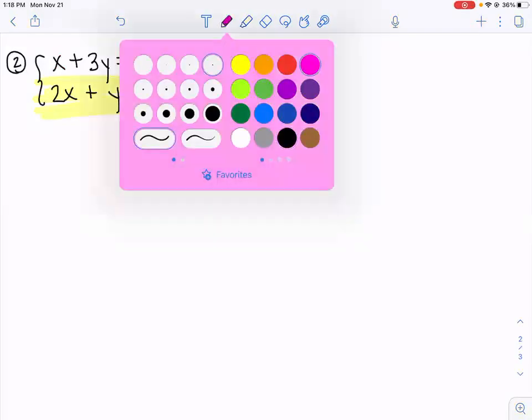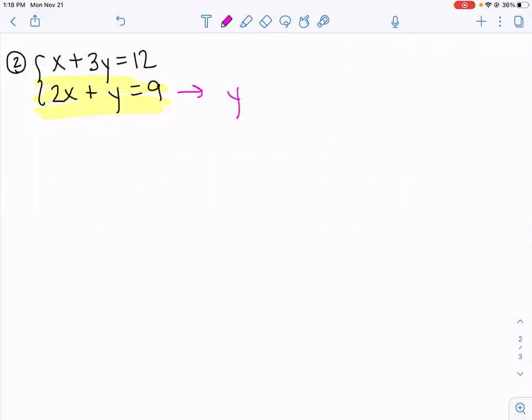Nobody said I would take the second one and say y equals 9 minus 2x. Could you do that? Okay, so you did negative 2x plus 9? And the same for like the top one. Okay, so you only have to pick one, all right?